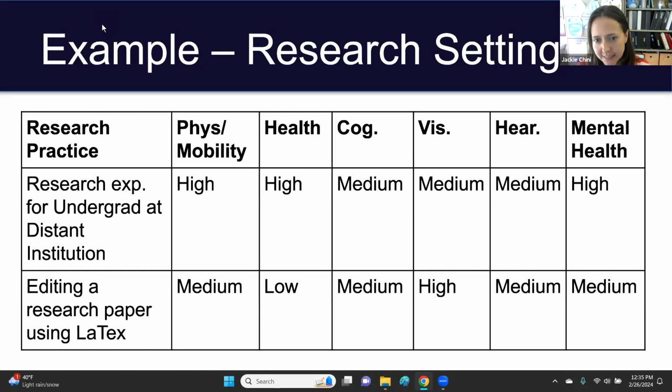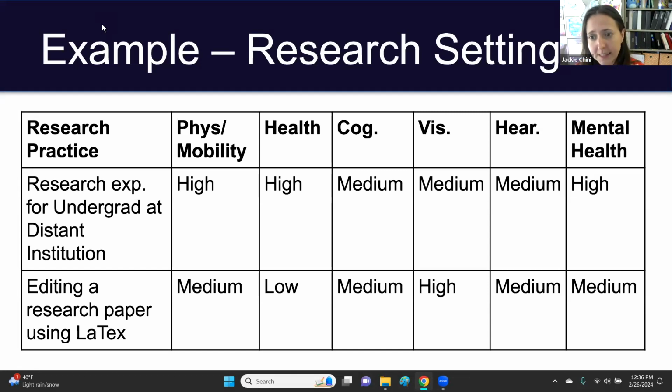So in the first case, in the first line, I'm looking at research experience for undergrads. So REUs, a typical one where we would have a student traveling from their home location to a different location to do research for the summer. We consider this to load high on the physical mobility dimension because it requires students to be able to physically travel to the research site, both the initial travel to get there, as well as the travel from wherever they are staying to the research site each day, and that may look different for different students.